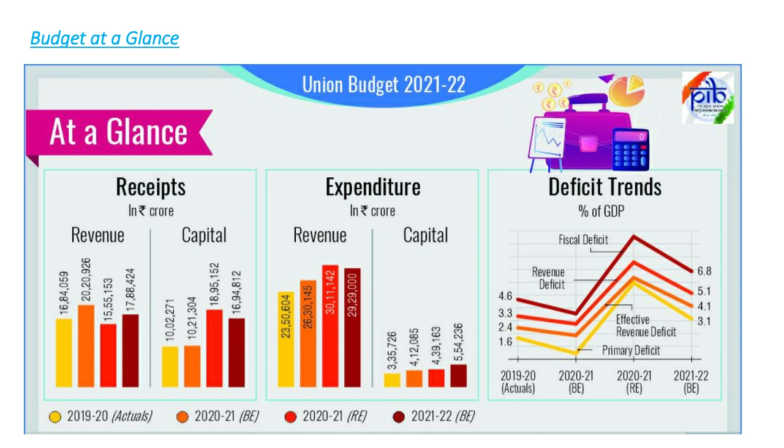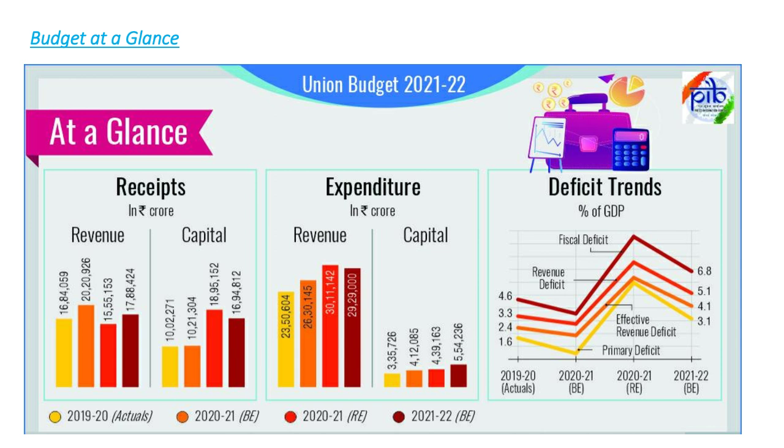So the first infograph gives us insights about the Union Budget at a glance, and this infograph basically subsumes three graphs: the receipt side, the expenditure side, and trends in deficit over the financial years. For trends in deficit, I have prepared a separate slide, and I will discuss it later on.